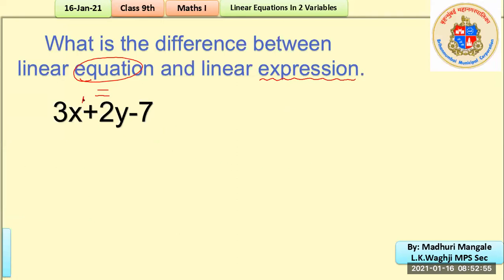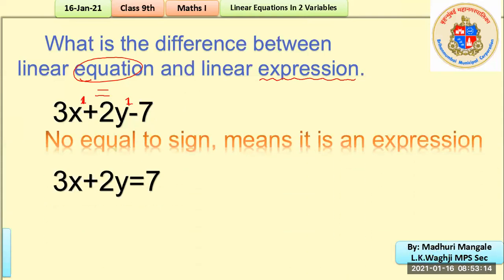the degree is 1. The highest degree, nothing is there, means it is 1. So highest degree here is 1. Okay, and is there an equal to sign? So here we don't see an equal to sign. So this is not a linear equation. It is an expression because it does not have an equals to sign. So no equal to sign means it is an expression.